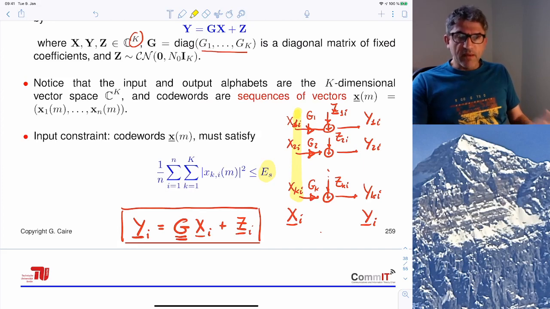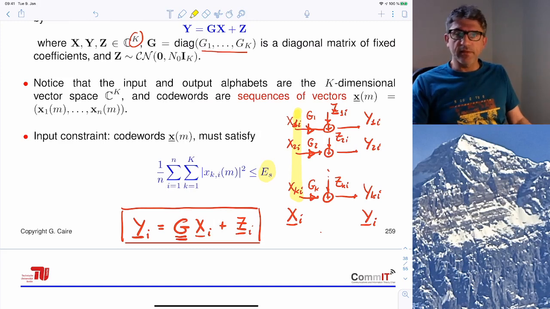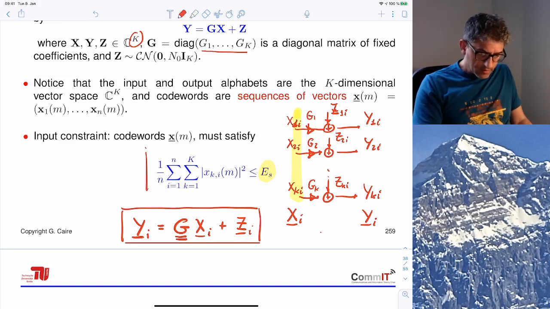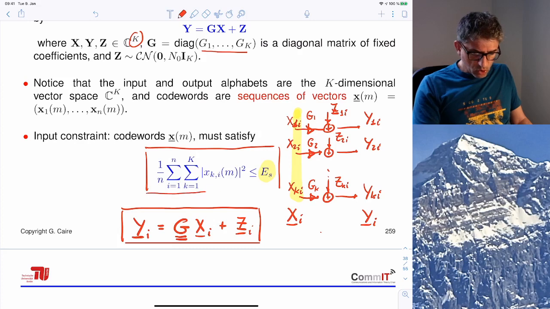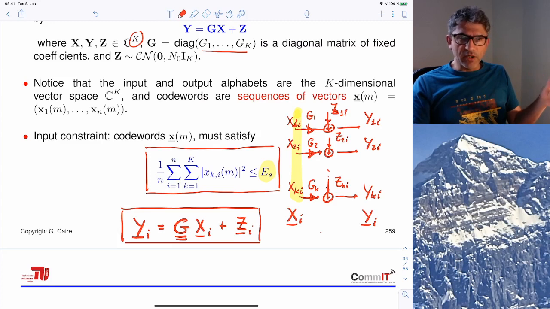In general, when we have parallel channels and there is nothing that connects them, no common constraint, then capacity is the sum of the capacities. But in this case, there is the input constraint, as you can see from here, that connects these channels. If we put more energy in channel 1, then we have less energy to spend in channels 2 to K. So this is called power allocation across parallel channels, and the capacity will be the solution of this optimal power allocation.